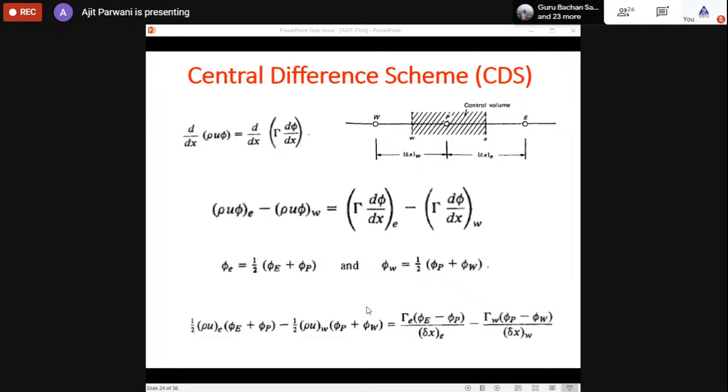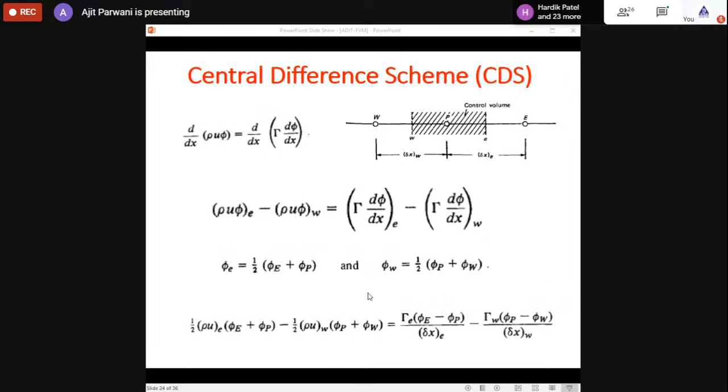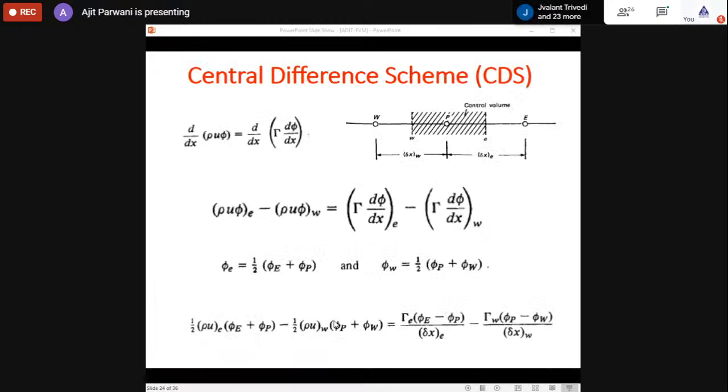So now our standard form of the finite volume method is what? The standard form of finite volume is AP phi P is equal to AE phi E plus AW phi W. Right? So therefore we need to rearrange this equation into this form. So you will do the rearranging, that is, take the phi P terms on one side and other terms on the other side.